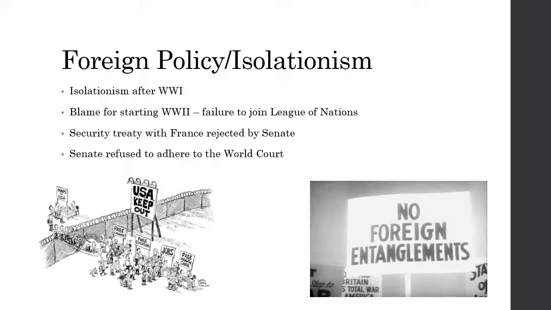And of course, under Wilson, we never actually joined the League of Nations. So France had approached us after World War I asking for a security treaty against Germany. We reject it. The decision to reject it meant that there is an arms race that goes on in France, and then there's a subsequent arms race that goes on in Germany, and this will eventually lead to World War II.